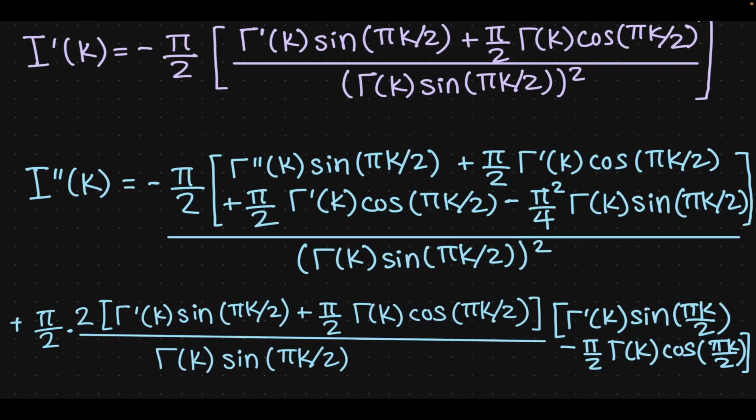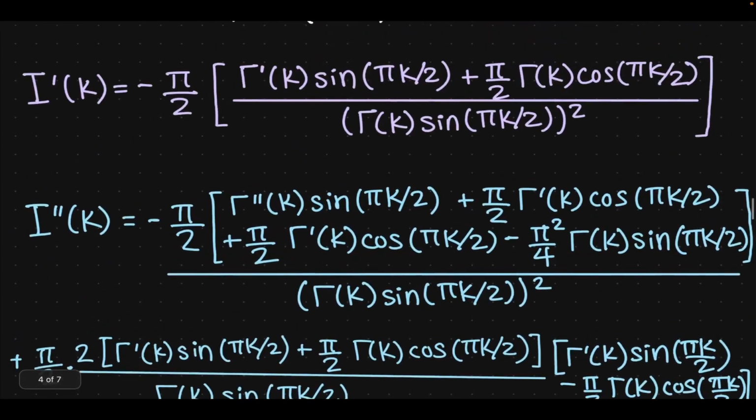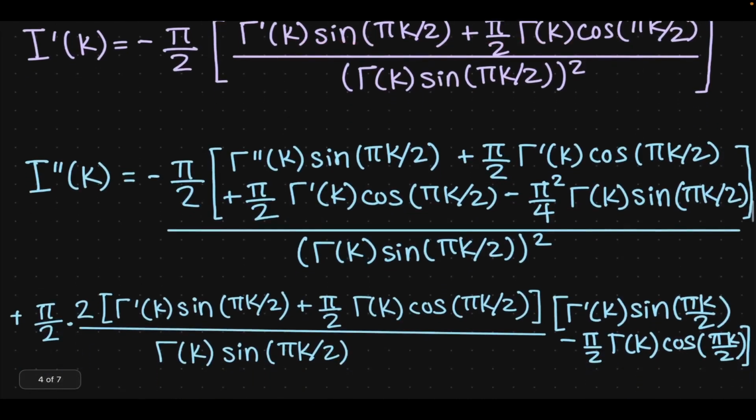Regardless, you're going to get minus pi over 2, and then in brackets gamma double prime of k sine pi k over 2 plus pi over 2 gamma prime k cosine pi k over 2 plus pi over 2 gamma prime k cosine pi k over 2 minus pi squared over 4 gamma of k sine of pi k over 2. That entire thing divided by gamma of k sine of pi k over 2, whole thing squared. But that's just the first term.